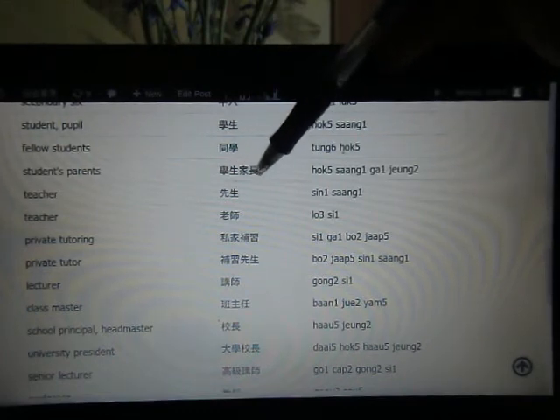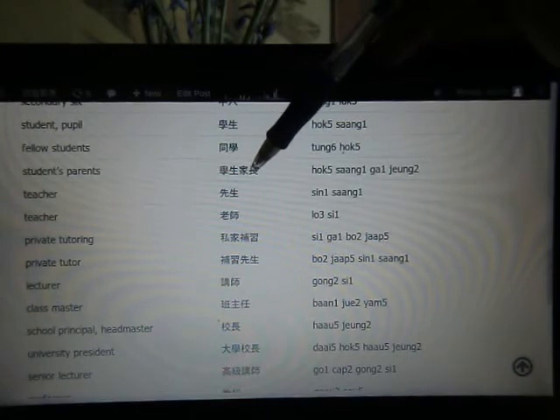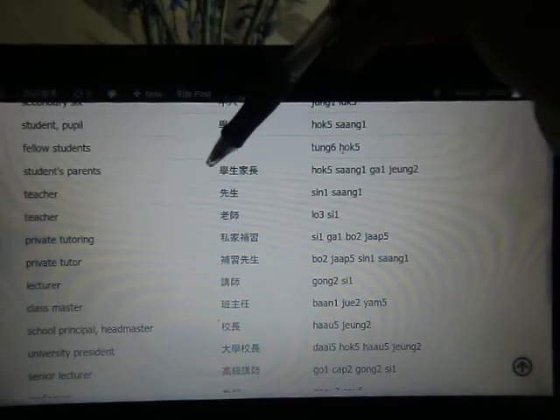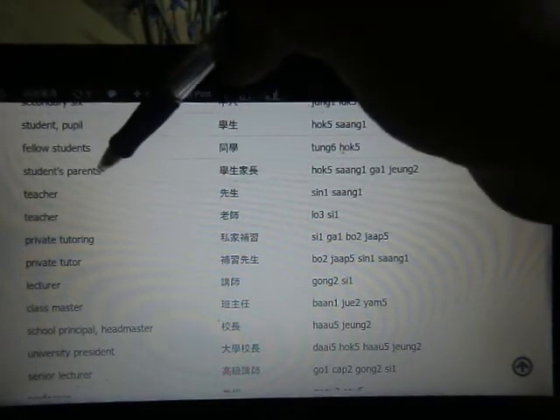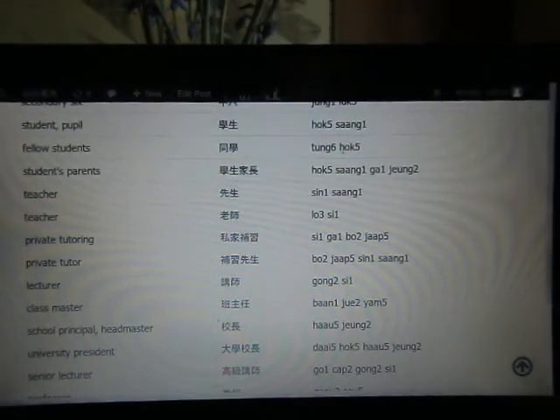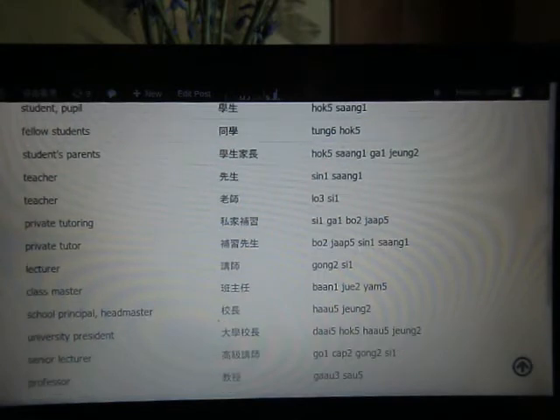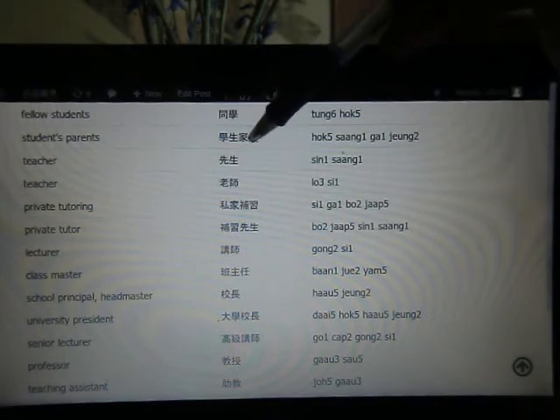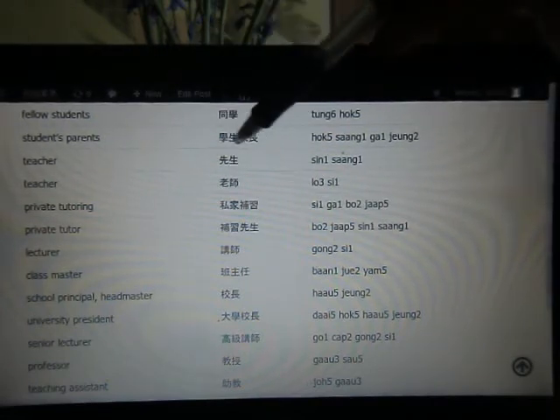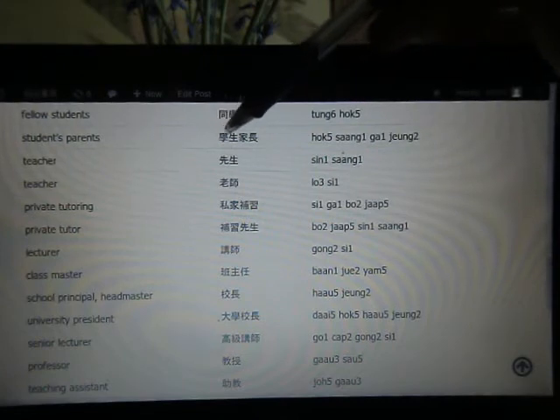And then parents, 家長. 家 is the family, 長 is a senior of the family. 家長 is the parents. 學生, 家長. It's pretty formal kind of language here because it's more like Mandarin, but then when it comes to school, we use a lot of Mandarin words.